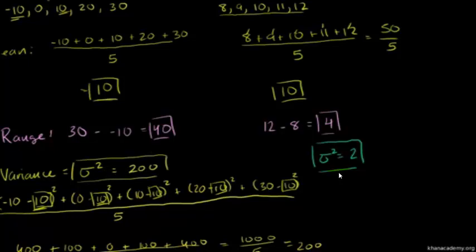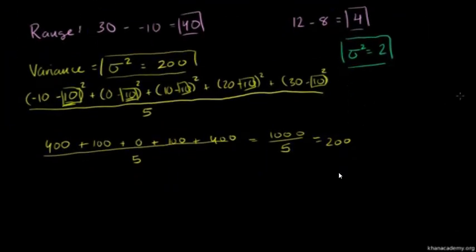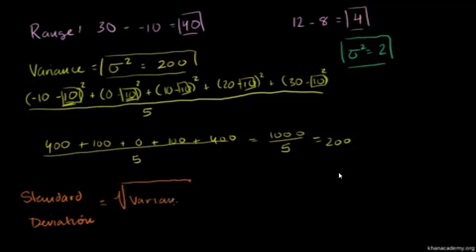So what people like to do is talk in terms of standard deviation, which is just the square root of the variance. It's just the square root of the variance, or the square root of sigma squared, and the symbol for the standard deviation is just sigma.